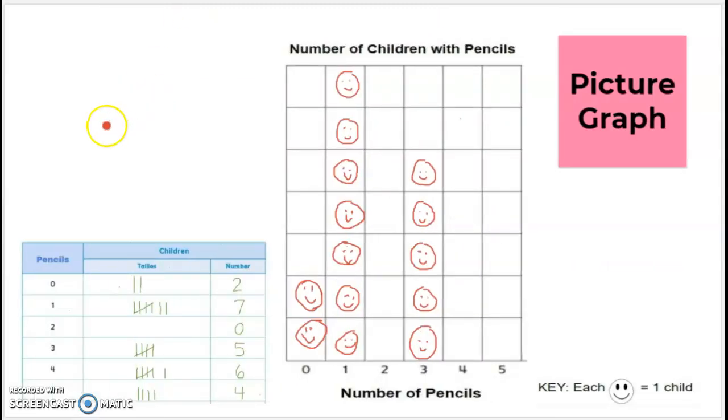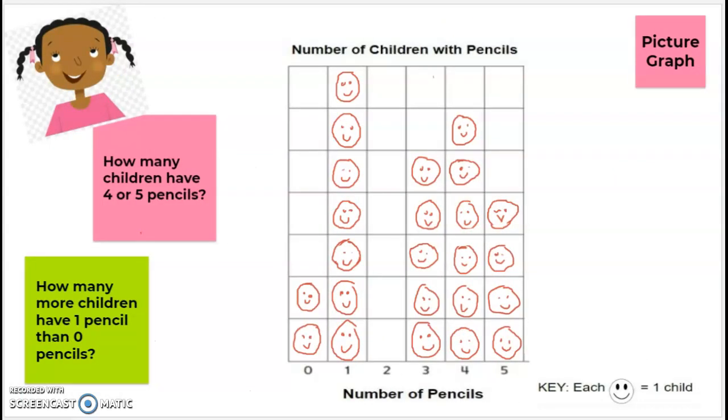So here's a picture graph that I've started, and I'm using the tally chart to help us enter the information. So in this chart, I've already started with 2 children for 0 pencils, 7 children for 1 pencil, 0 children for 2 pencils, 5 children for 3. Now I need 6, 1, 2, 3, 4, 5, 6, and 4 children for 5 pencils. Now I'm going to add their smiles in a little bit. So here's 4.